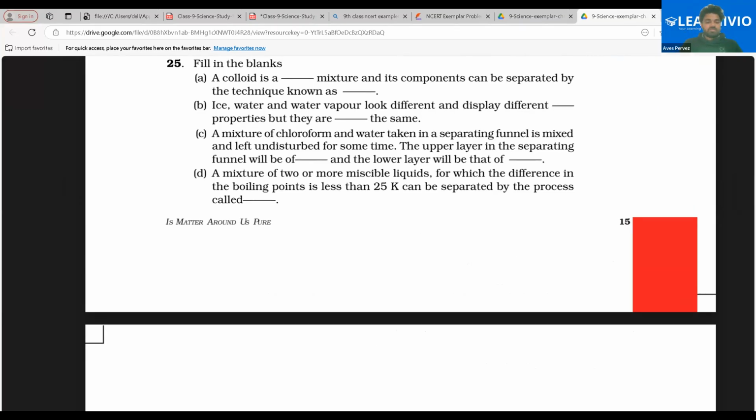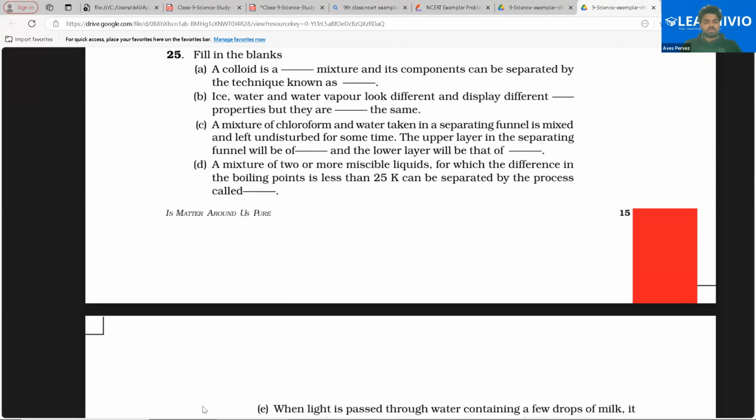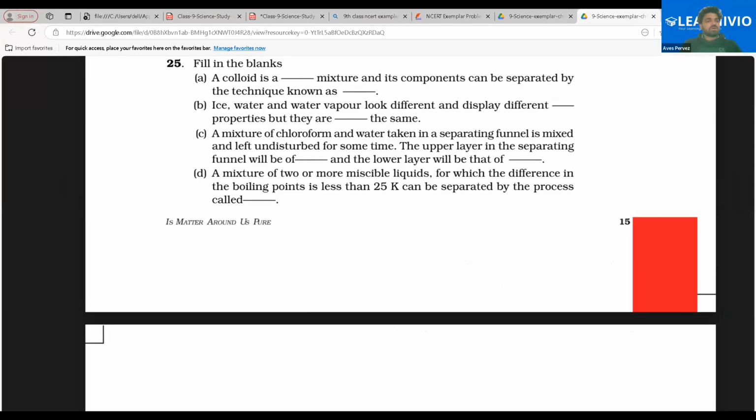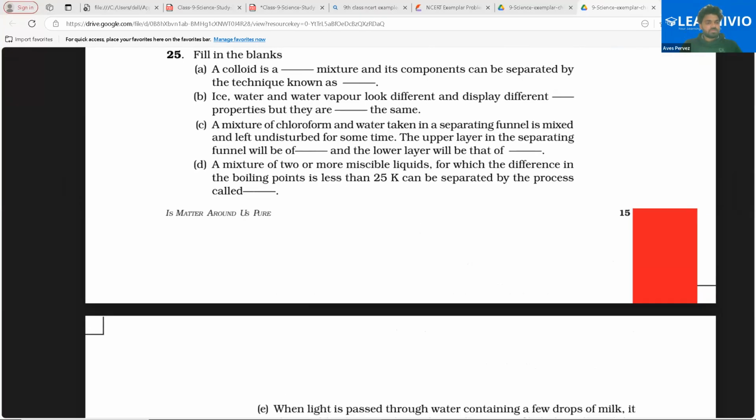So just a minute. Let me find out the PPT till then. Okay, till then. So, just a minute. So what are compounds actually?